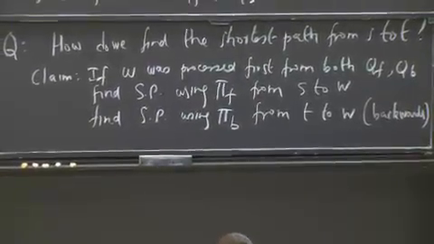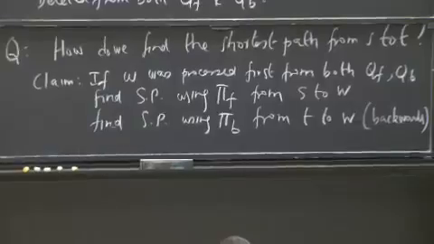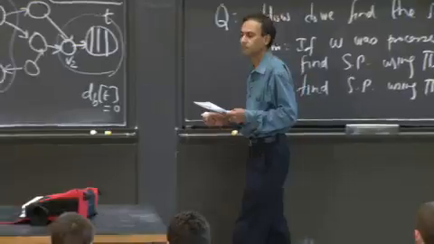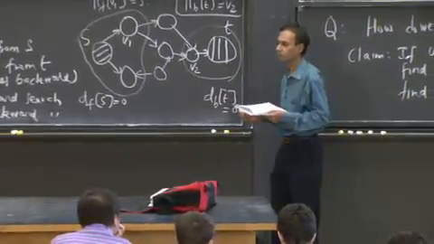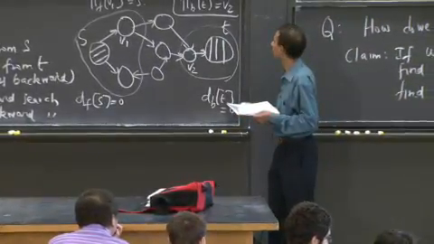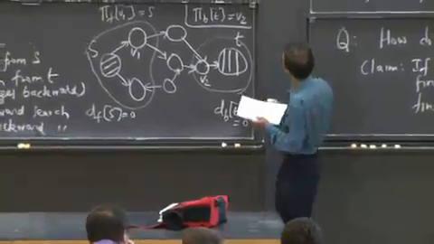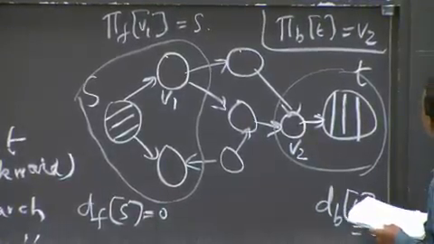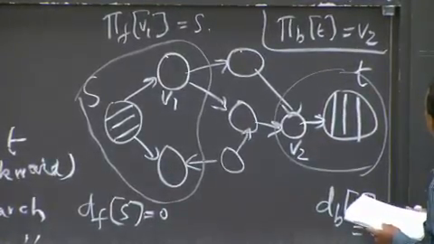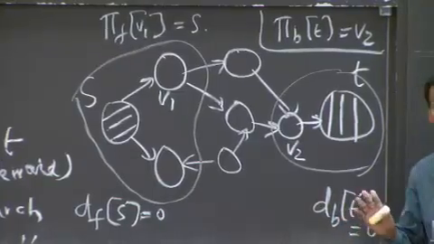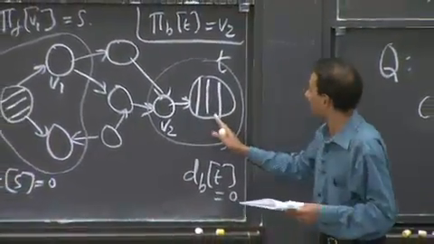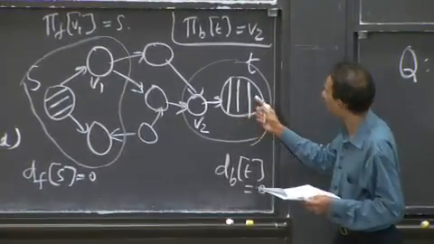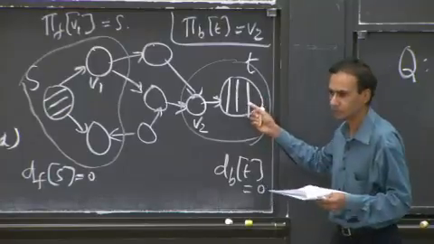Anybody disagree? Yeah. If pi B is given distance from T, shouldn't pi B of V2 equal T? That's a good question. I might have gotten this wrong. So in the backward search, I need to, this can get pretty confusing. What do I have here? I want to follow the predecessor. You're exactly right. Thank you for pointing that out.